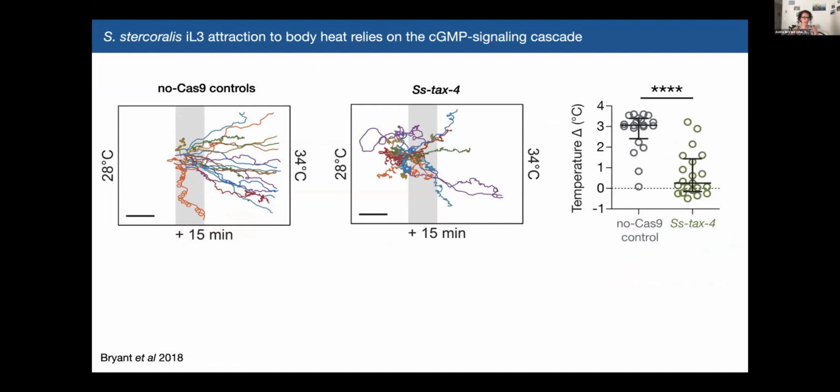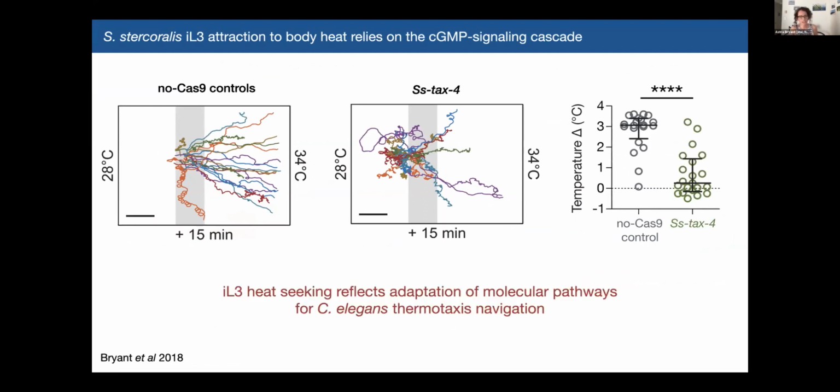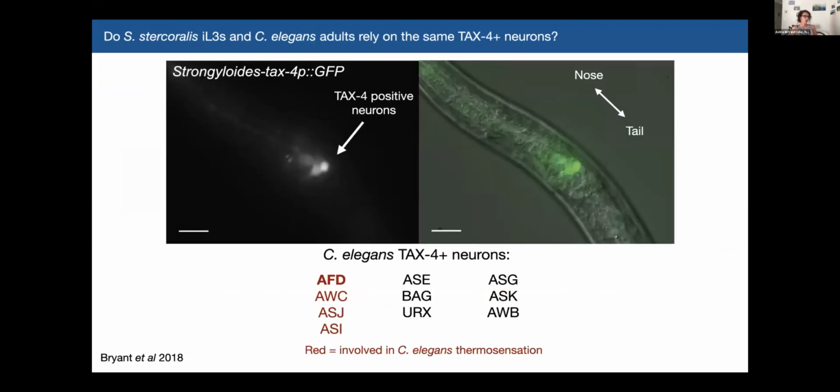When I tested tax-4 mutant IL-3s, I found that they showed significantly reduced positive thermotaxis compared to control worms. Again, here I'm showing you the tracks of those worms, as well as a quantification that shows that tax-4 mutant worms don't migrate as far up the gradient. So this tells us that IL-3 heat-seeking reflects an adaptation of molecular pathways for C. elegans thermotaxis navigation, as opposed to noxious temperature avoidance.